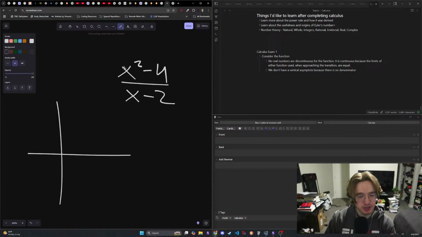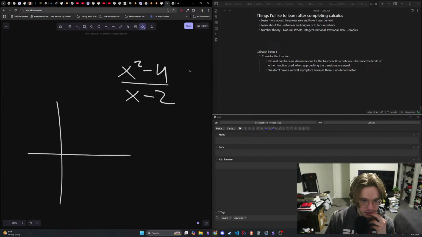And I'm realizing that this actually doesn't have a vertical asymptote. It has a hole, a discontinuity, because you can factor out x minus 2. So it's x plus 2 above.